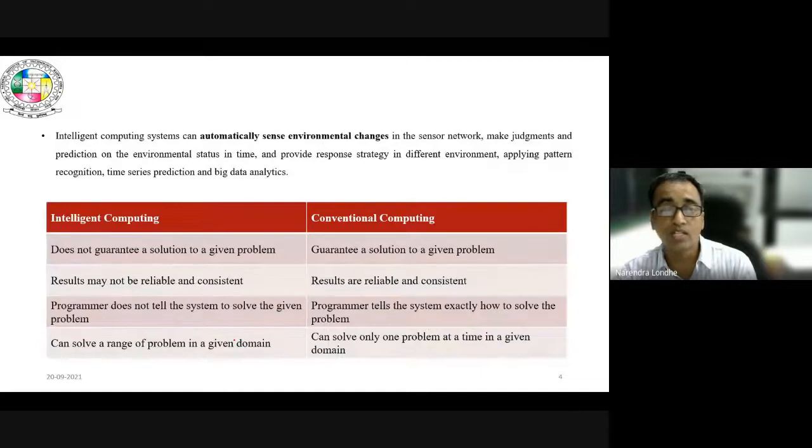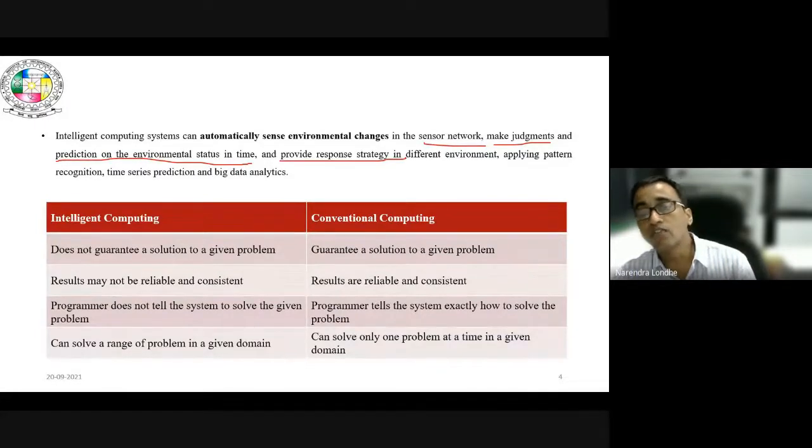Once you have that intelligent space, your intelligent computing systems can automatically sense the environmental changes in the sensor network, make judgments, do the prediction on the environmental status, and provide a response strategy in different environments, applying pattern recognition, time series prediction, and big data analytics. By using all these technologies, it will be able to provide you the predictions and the responses.